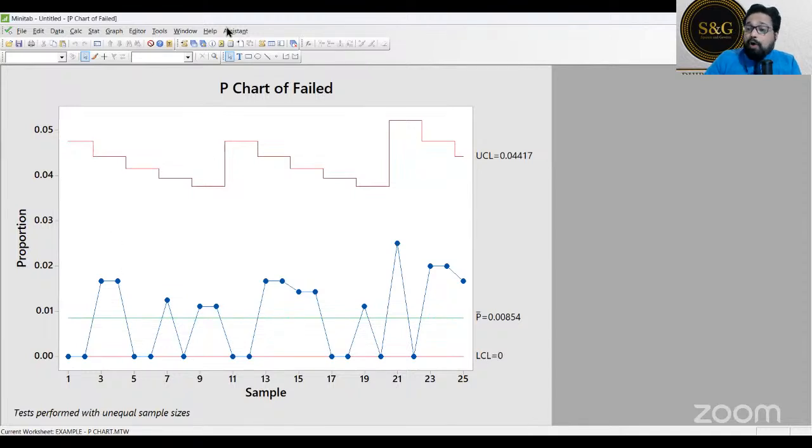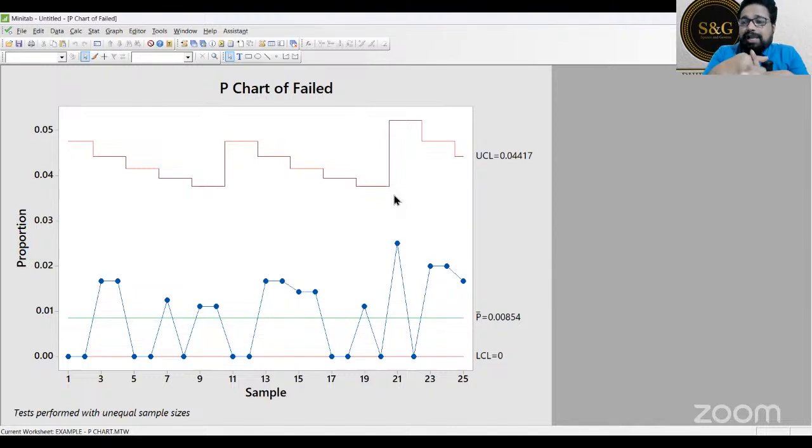If anything is above the upper control limit, you need to investigate and take corrective and preventive action. If anything goes below the control limit, you can just check what has gone better and what is going well in this process, and do not take any corrective or preventive measure. Let it continue. This is called the P chart. This shows that there is nothing out of the control limit here. Everybody with me?